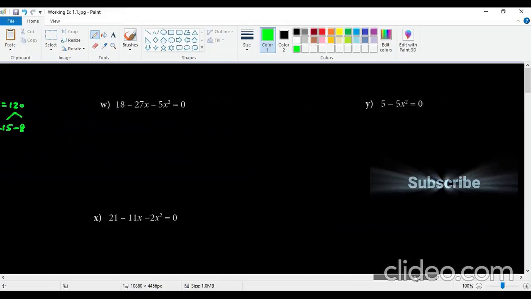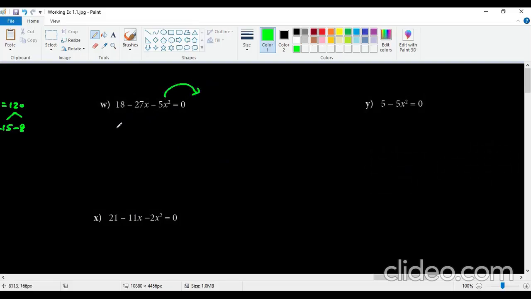In this question, I need to change this to a quadratic equation version, taking this one over here. So it is going to be 5x squared plus 27x minus 18. 18 times 5 is going to give me 90. The factors of 90 are going to be 30 and 3, and minus 30 plus 3 is going to give me minus 27, which is this number.